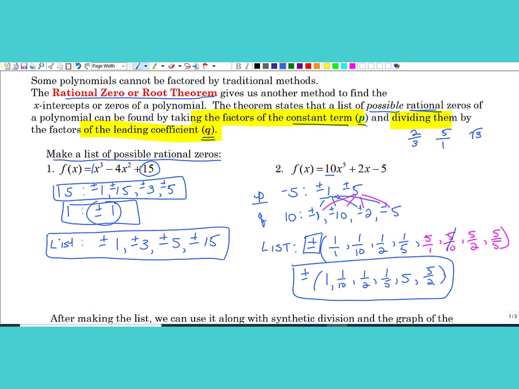Now let's say this question was on the test and you didn't reduce and you left the same as 5 over 5 and 1 over 1. I'm not going to count off for that because it still will show me that you know what I'm talking about when I say make the list of possible zeros. So that's all there is to it.